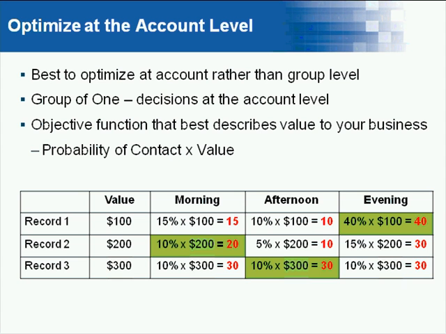I guess the final note in this example is pointing out the difference between sorting and optimizing. So if you took the approach that you're going to sort in each particular time period, and you only had resources to make one call in each time period, you'd select record 3 to call in the morning because it has the highest value. That would leave you records 1 and 2 to call in the afternoon and evening.